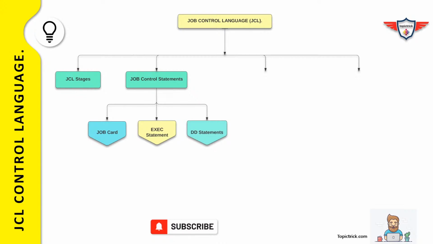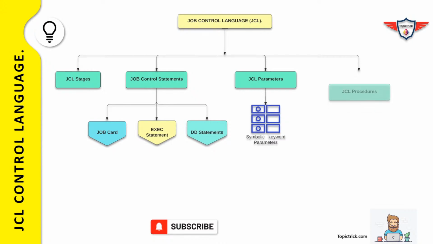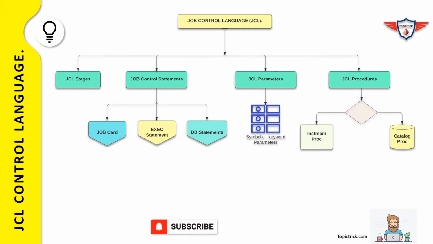After that we will look at different coding rules which are applicable when you write a JCL. Then we will look at JCL parameters that include both positional and keyword parameters. In fact, we will look at a couple of important parameters that are used when you are writing your JCL. After that, we will also look at JCL procedure. In this section, we will focus on instream procedure and catalog procedure, and how to override the parameters using the SET statement.